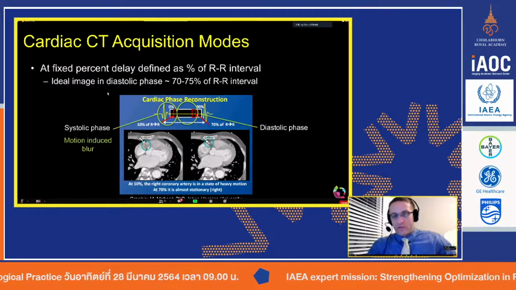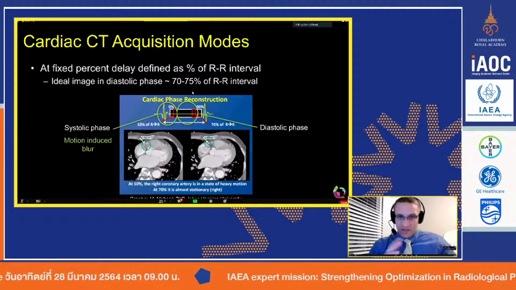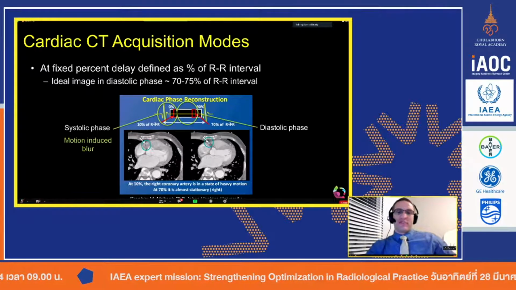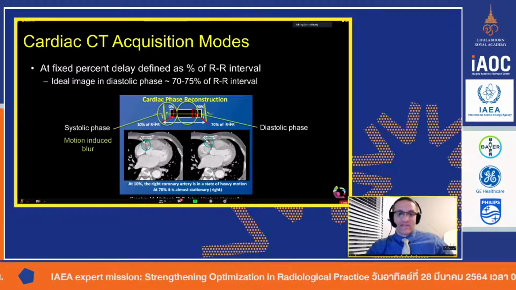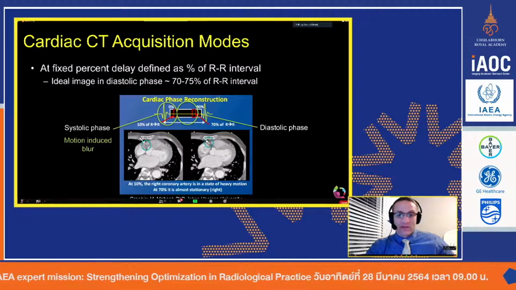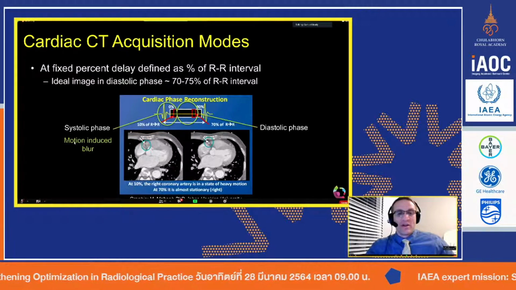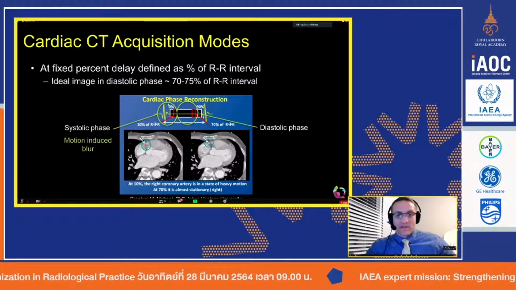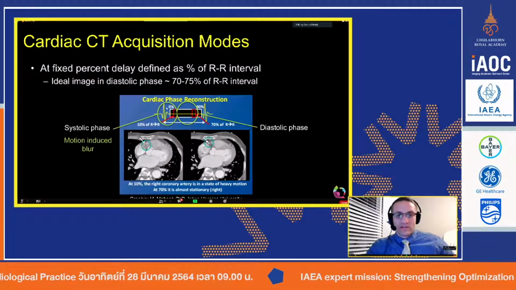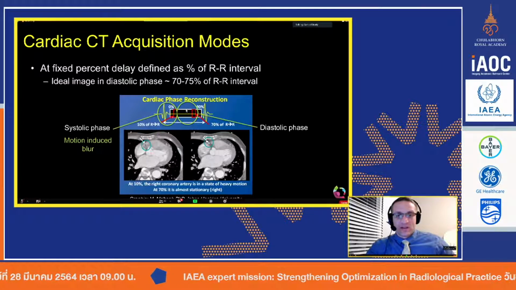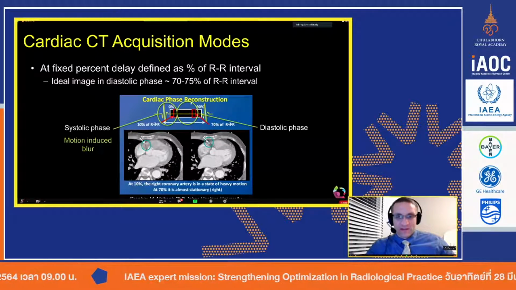Where do we typically want to image? Well, traditionally, people say 70% or 75%. So let's look at that for a second. In this example, coming out of Johns Hopkins, a university hospital here in the US, if you look at the systolic phase, the QRS and T complex, after a certain percentage of time, if you go about 70%, that is basically diastolic.